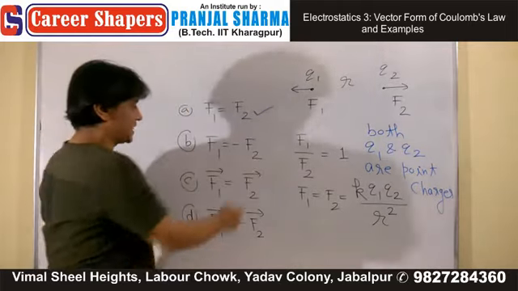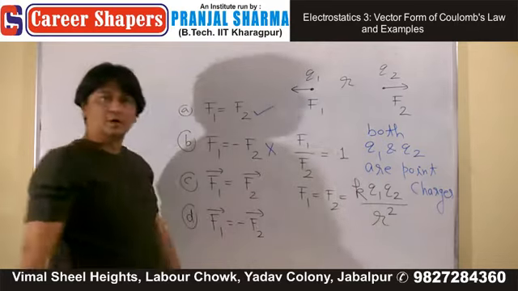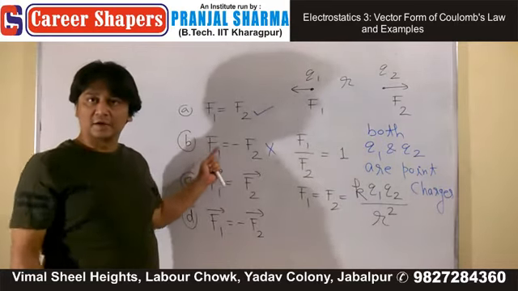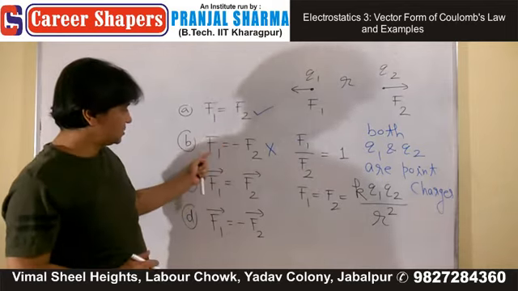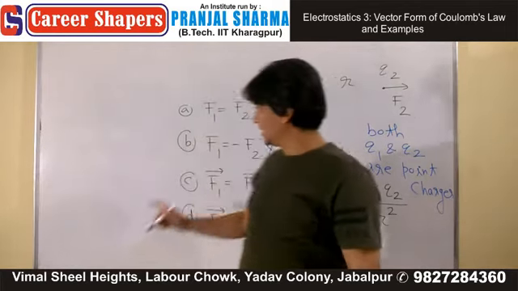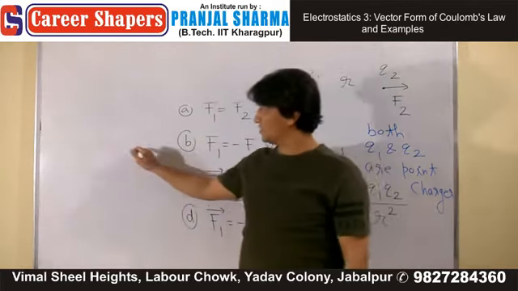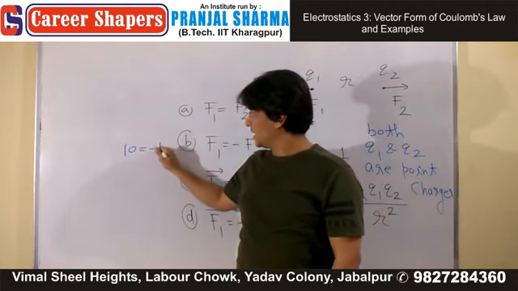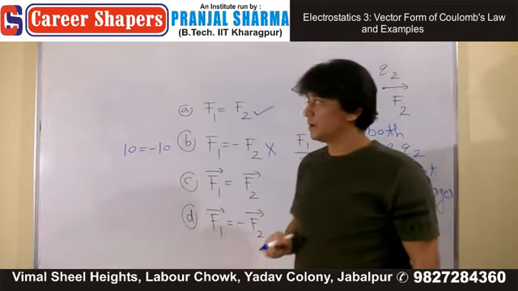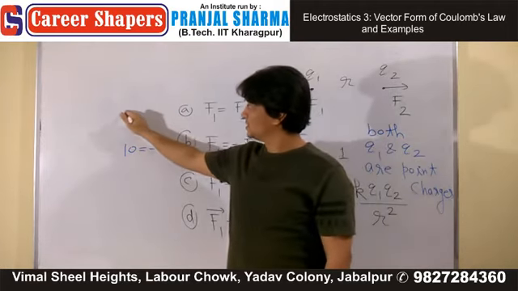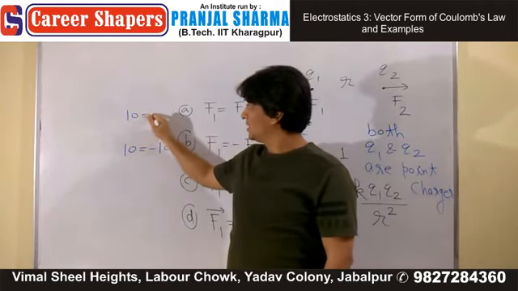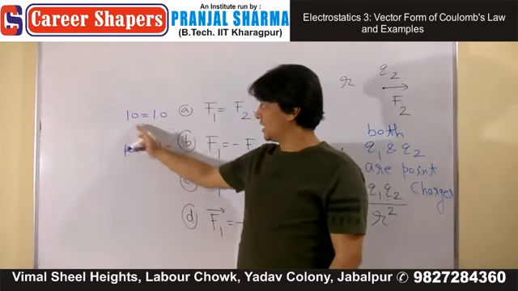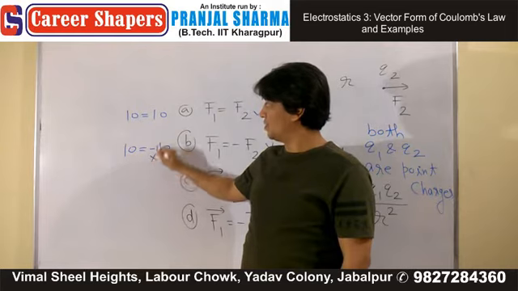And immediately second option becomes wrong, because it says that if F1 represents magnitude, then this second option basically is something like this. 10 equals to minus of 10. First option is 10 equals to 10. Now you can see that this is correct and this is wrong.